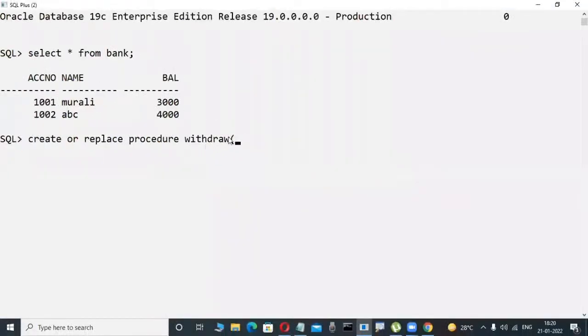Now here, create or replace procedure withdraw. Suppose here I'm passing an account number. The account number I'm passing. Again, the amount also I'm passing, because I try to withdraw, same like the ATM card. And here, the amount I'm passing is something. Okay. Now some code is there. I want to find out the balance. Whenever we insert an ATM card and try to retrieve, it checks the balance.